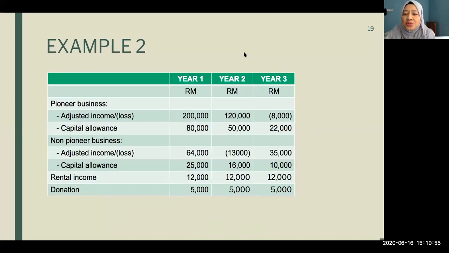Example 2 has year 2 and year 3, extension. The first year we have already done. Now you have year 2 and year 3. Pioneer status, you have adjusted income in year 2, but year 3 has a loss. And then you have capital allowance, and then you have non-pioneer, year 2 has a loss. See, life is always more interesting. It gets more challenging.